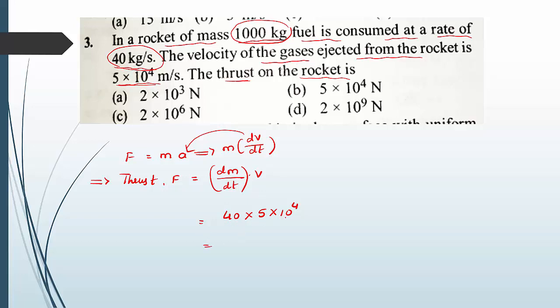So multiplying these two values, we will get 5 4s are 20, that is 20 into 10 raised to 5 Newton. This is the answer. Or we can write this answer as 2 into 10 raised to 6 Newton. 2 into 10 raised to 6 Newton means option C is the right answer.